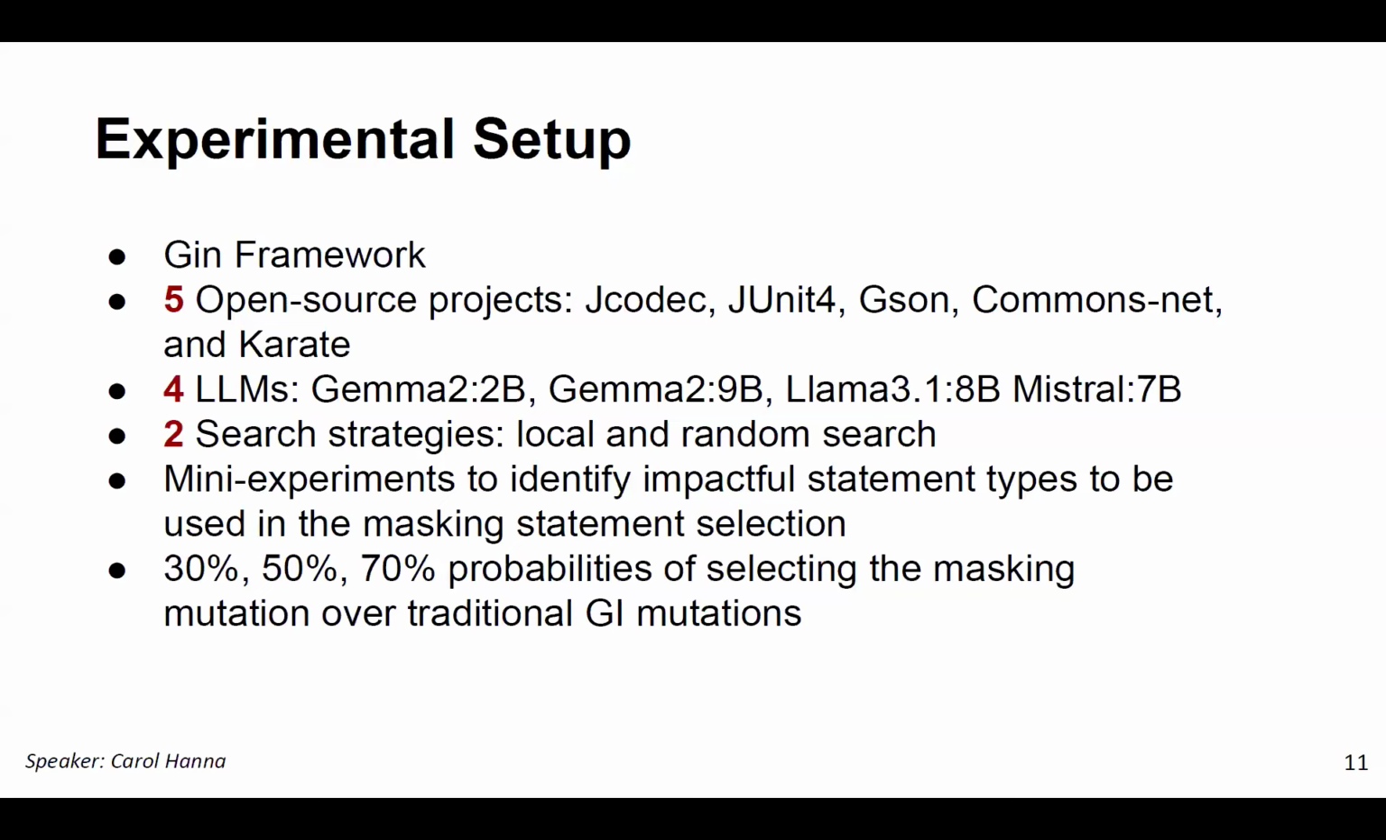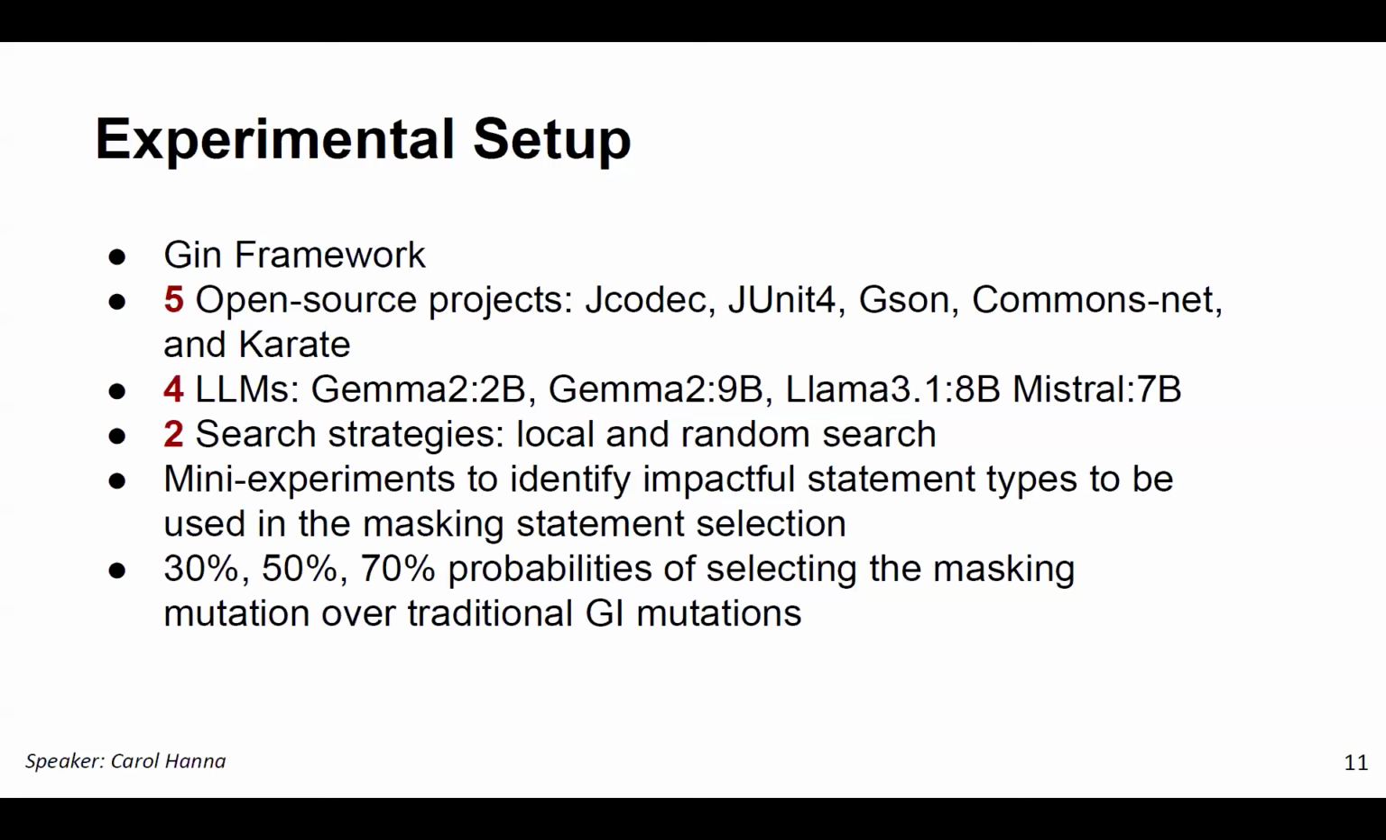And then we looked at 4 different LLMs: Gemma 22B, Gemma 29B, Llama 3.18B, and Mistral 7B. Llama and Gemma because they've been shown in previous work to have really good results. Mistral 7B because that was the best performing model in the previous work that I mentioned. So we wanted to rerun it to again allow for direct comparison.